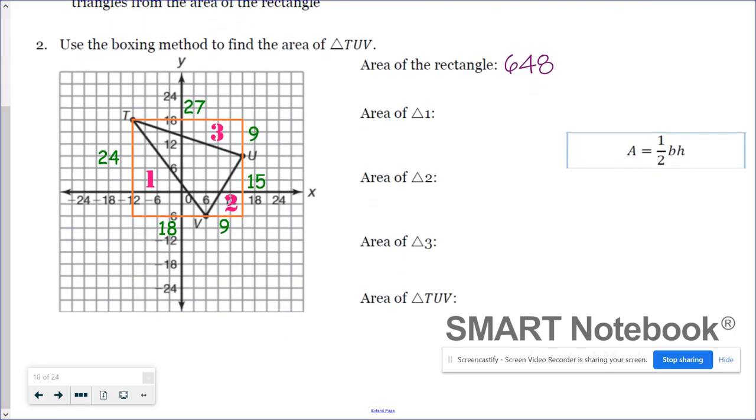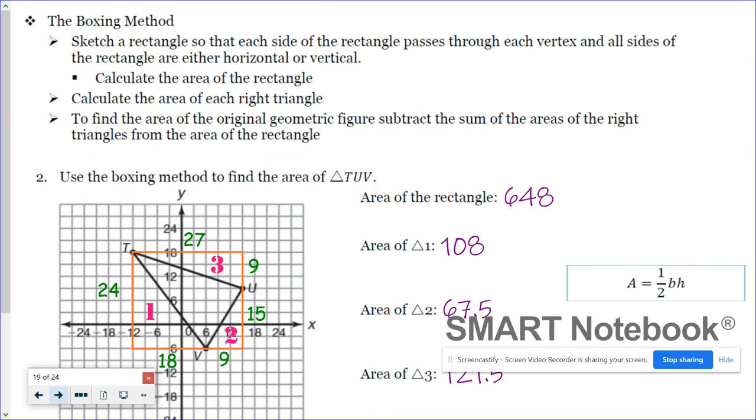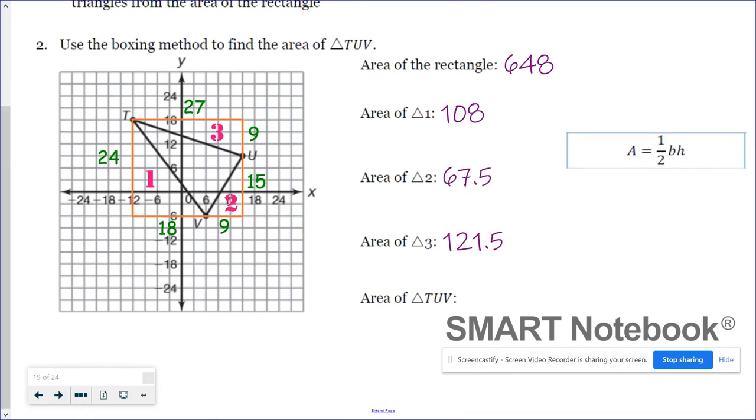So this is a much better illustration and diagram. So triangle 1 has a base of 18 and a height of 24. Triangle 2 has a base of 9 and a height of 15, and triangle 3 has a base of 27 and a height of 9. So I'm going to find the area of all three of those using my formula for the area of a triangle. Look at how fast I did that.